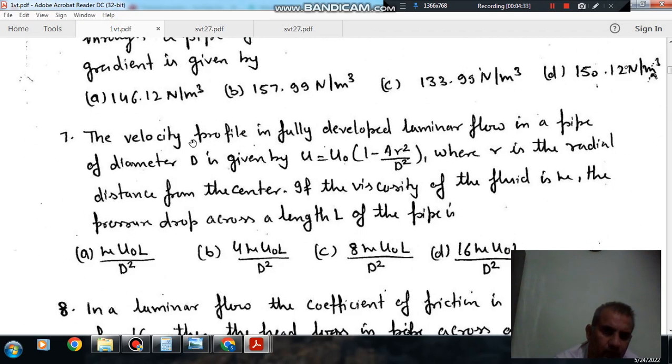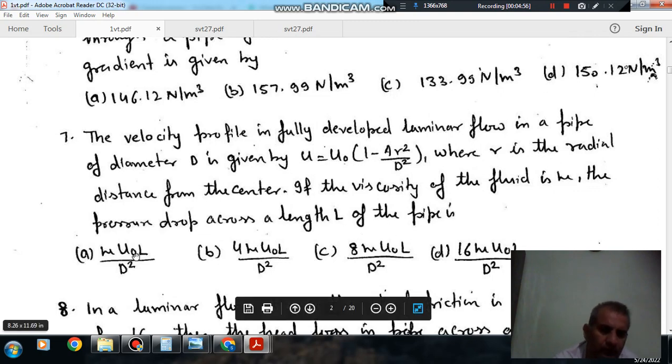Next, the velocity profile in a fully developed laminar flow in a pipe of diameter d is given by u = u naught [1 - 4r²/d²], where r is the radial distance from the center. If the viscosity of the fluid is mu, the pressure drop across a length L of the pipe is: option A, mu u naught L by d²; B, 4 mu u naught L by d²; C, 8 mu u naught L by d²; D, 16 mu u naught L by d².